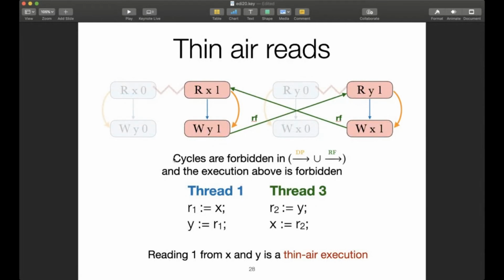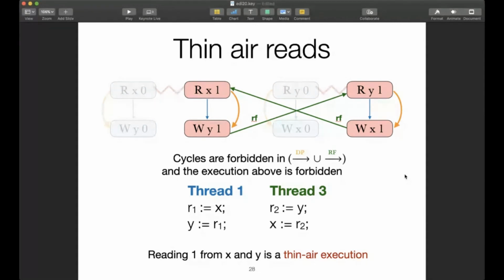Now we can just apply the rule that we were talking about before, this acyclicity of dependency union RF, to kick out executions that we're not happy with, that have cycles. So this execution where we write one, we read it over here, and then we write one to X and read it over here. It's cyclic through these dependencies that we've left in place because they didn't get taken away in the coproduct relation, and we'll forbid this execution, which is desirable. This is a thin air execution.